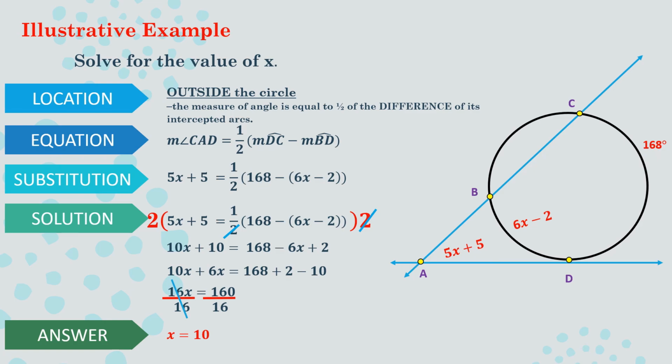You can also use this one to solve for the measure of arc BD. So arc BD is equal to 6x minus 2. Replacing x by 10, we will have 6 times 10 minus 2, which is 60 minus 2, which is 58 degrees.